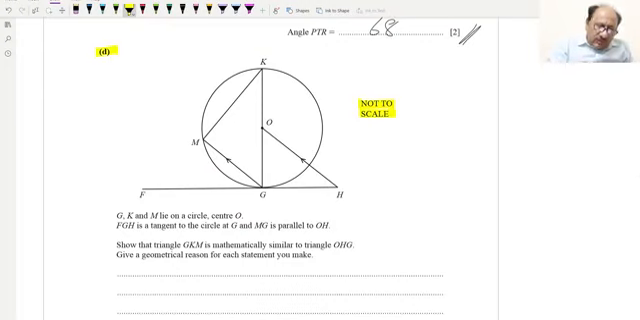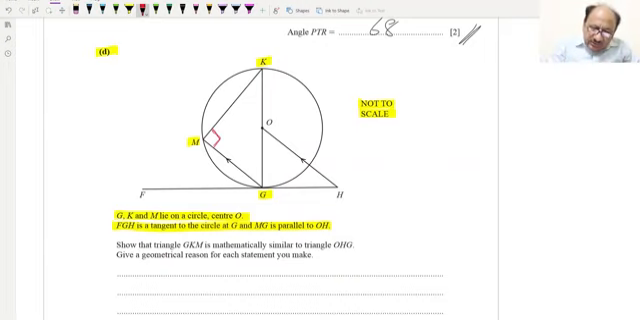Hopefully you understand this. Now D part is also interesting. It says the diagram is not to scale, G, K and M lie on the circle, center O. FGH is a triangle, FG is a tangent to the circle at G, and MG is parallel to OH. Now we can figure out that this is basically a triangle in a semicircle, and we know a triangle in a semicircle is a right angle triangle. So we can say that this is a 90 degree angle.